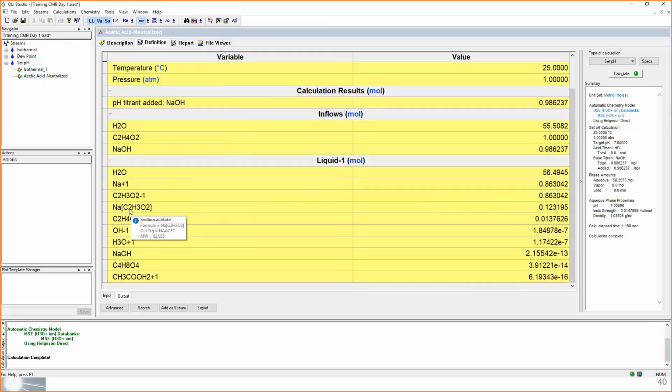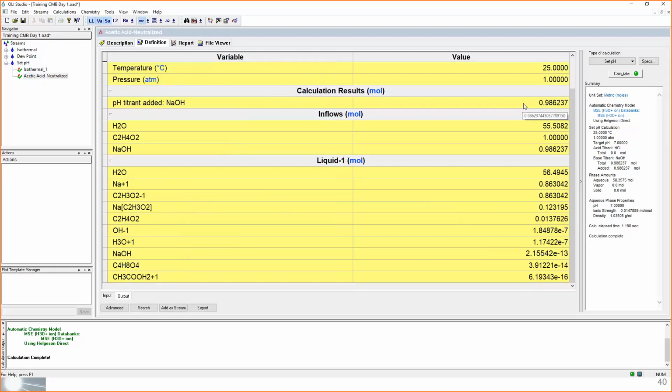So it no longer contributes to a low pH. Look at the acetic acid here. Now it's a very small amount, 0.013. Okay? So by adding sodium hydroxide into the solution, we have deprotonated this acetic acid and formed the sodium acetate. So that will decrease the amount of hydronium ion, and my pH now is going to be 7. Notice that the amount of titrant added here is 0.98 moles.